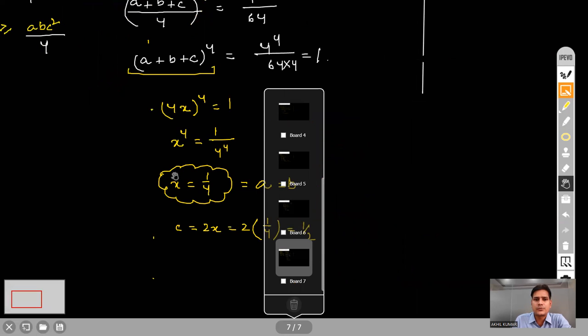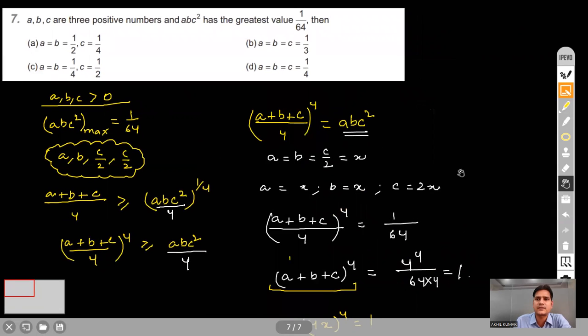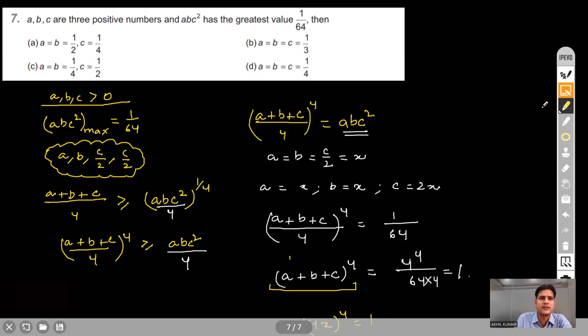So let me check the options. 1 by 2, 1 by 4, 1 by 4, and 1 by 2. Yes, it's here in option number C. So this is the correct answer. So this exercise is done. There were basically 7 questions only in this exercise, but we have only applied the concept of arithmetic mean greater than or equal to geometric mean inequalities here. We have not applied any concept of calculus in calculating the maximum and minimum value of a given function.